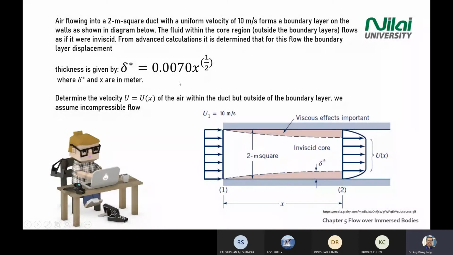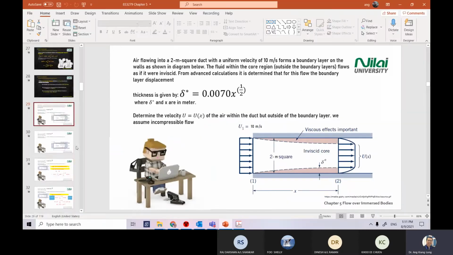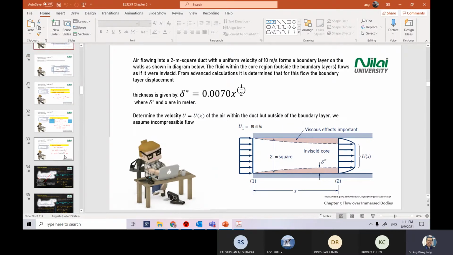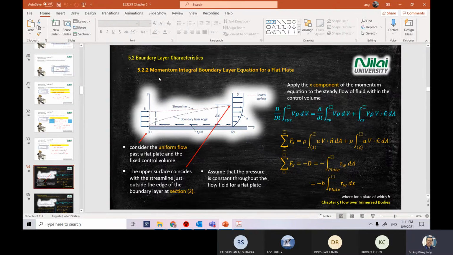Now this tutorial question, you read through the PowerPoint slides. The steps are there. You read through, study. If you have a question, come back to me. And the momentum integral boundary layer equation for flat plate, where it explains how you derive the equation for the boundary layer.